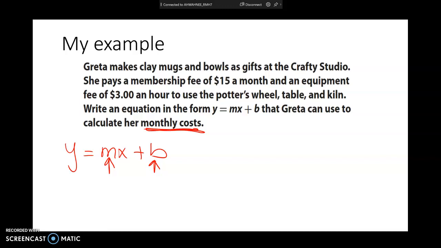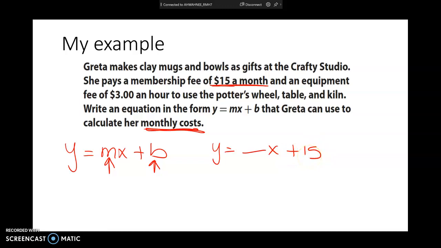So for the monthly cost, I'm going to look at, so she pays a membership fee. Now it does say fee, but pay attention. She pays $15 a month. We're calculating how much she pays in 1 month. So does she pay that membership fee multiple times in that month or just once for that month? She pays that once per month. So that is my signal to write y equals something x plus 15.